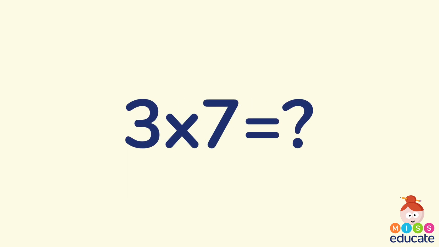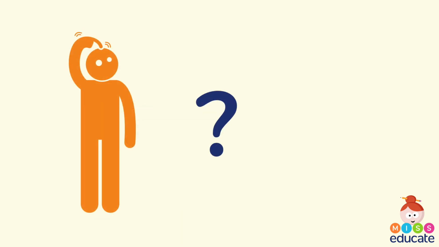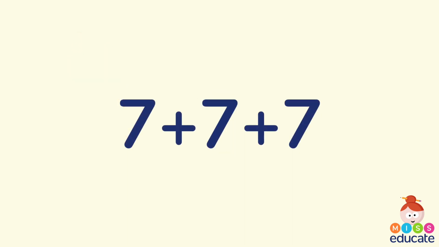What about 3 times 7? What do we get when we got 3 times 7? Have a little think about that one. That's 3 groups of 7, 3 lots of 7. Can you write down the repeated addition for that times table? Let's see if it's the same as mine. Mine is 7 add 7 add 7. Is yours the same? I think that it is.